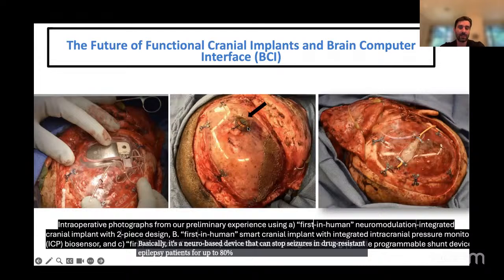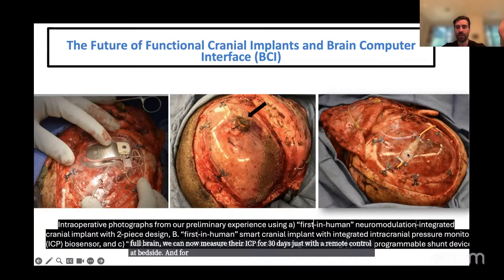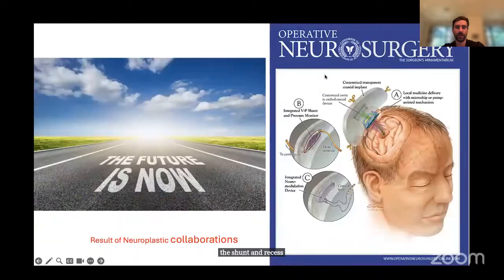This is a wireless ICP monitor. We know that some of the patients either have hydrocephalus or their flap was never sunken enough, and they have a tight full brain. We can now measure their ICP for 30 days just with a remote control at bedside. And for patients that you know are going to need a shunt and a cranioplasty, we can now embed the shunt and recess into the hardware.